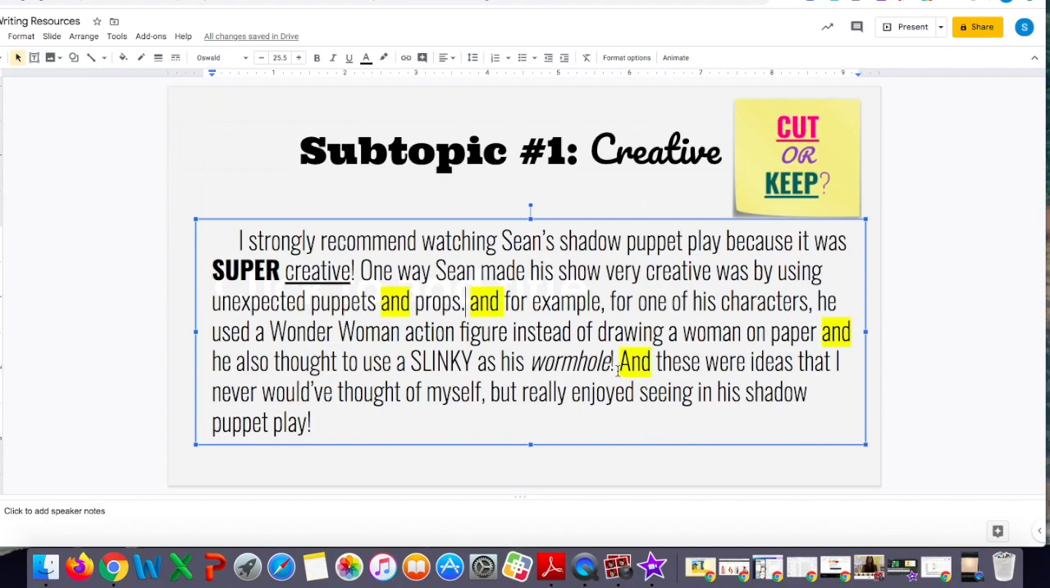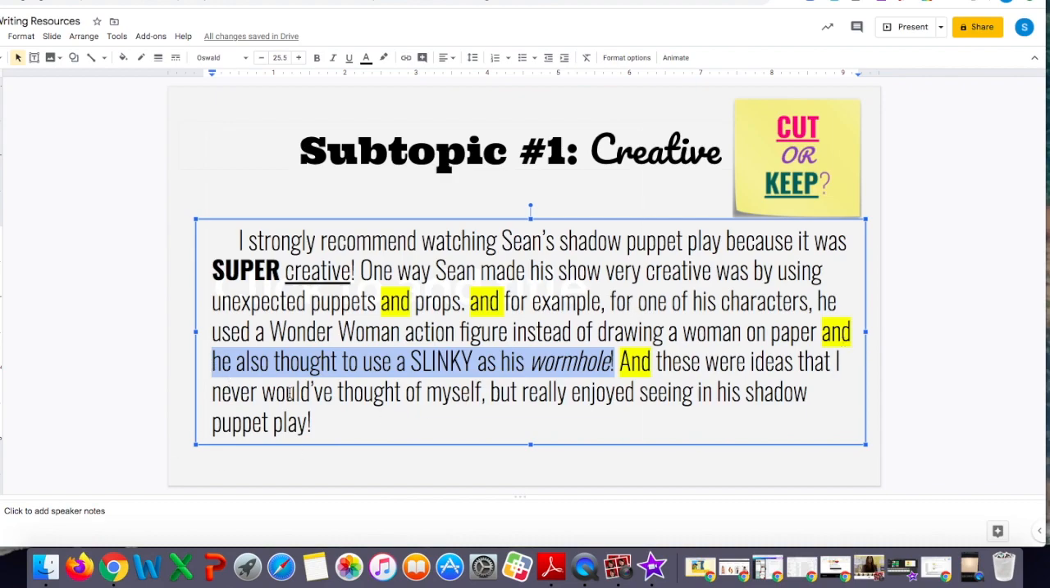Okay, so I think now I need to check here too, and then I'll decide for this "and" after I check for this "and." If the part that comes before the "and" makes sense without this "and," then I can cut this "and." For example, for one of his characters, he used a Wonder Woman action figure instead of drawing a woman on paper. Okay, so that makes sense by itself, but now I need to check to see if the second part that comes after the "and" makes sense without that.